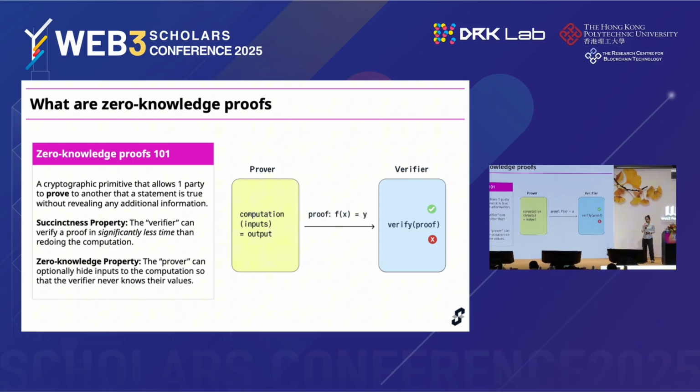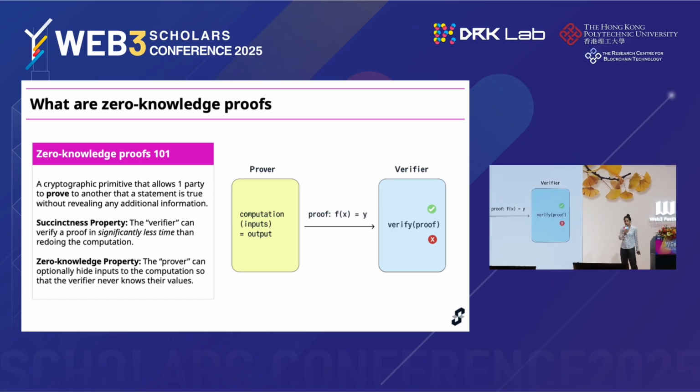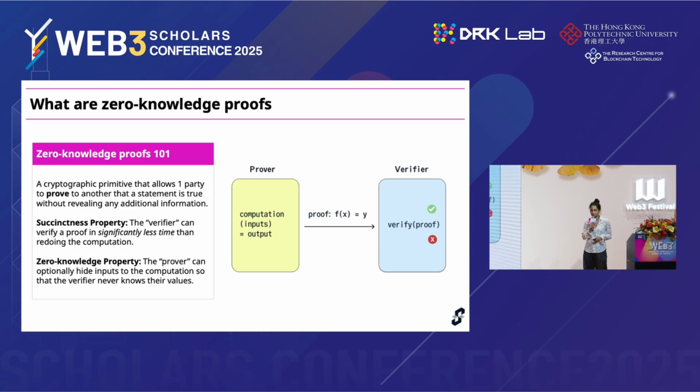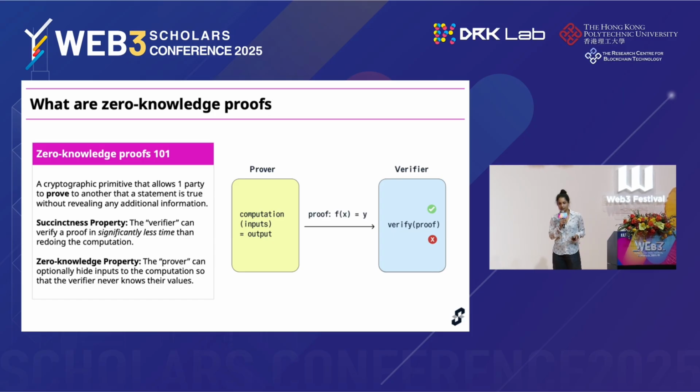And there's two properties. One property is the succinctness property, which is the verifier can verify a proof in much less time than it takes them to do the original computation. And then there's the zero-knowledge property, which is the prover can hide inputs to the computation so that the verifier doesn't know about these values.